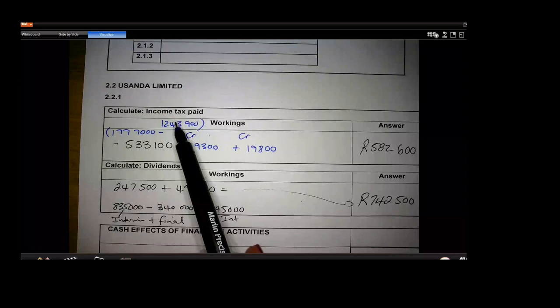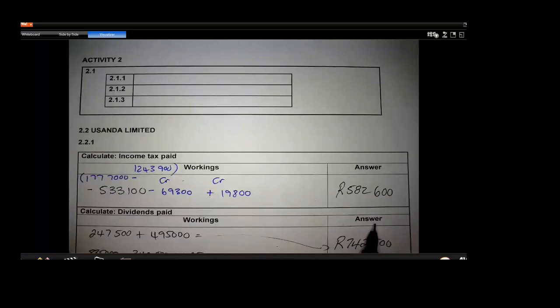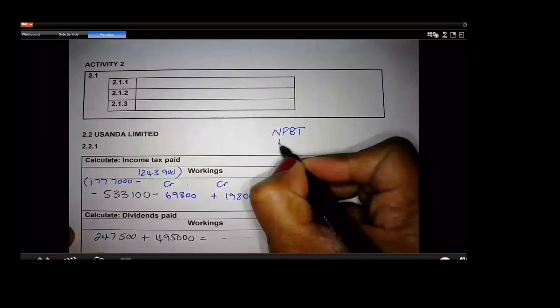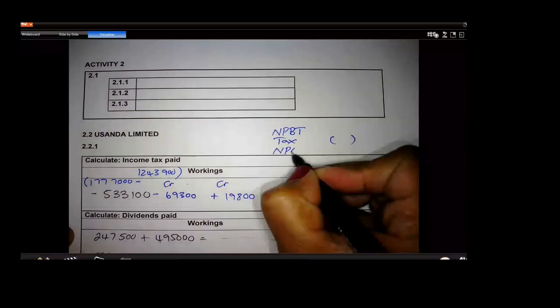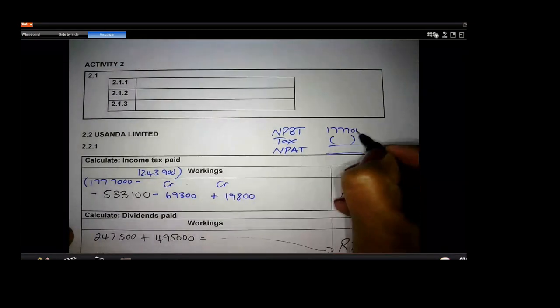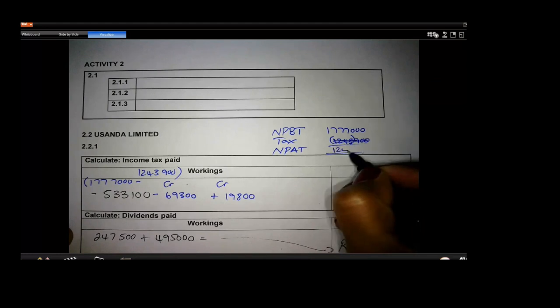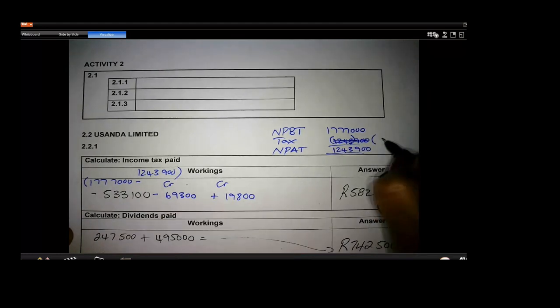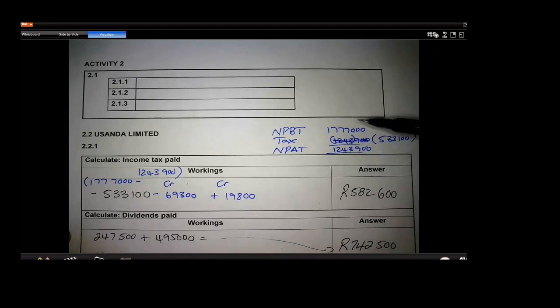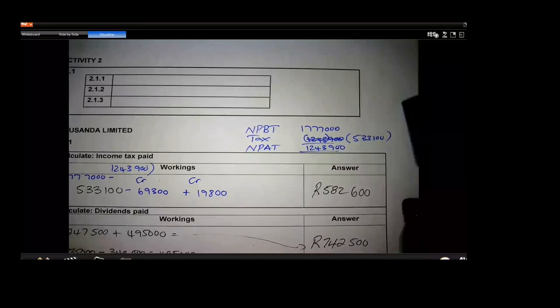Because if you think of your income statement, what does your income statement look like? Your income statement is net profit before tax. Okay, then I minus my tax, remember, to get net profit after tax. So that is what your income statement looks like. So it's like that 177 goes there, and then the 1,243,900 goes there. Sorry, that's wrong. 1,243,900 goes there to get my income tax, which is 533,100. So if this was my income statement, I would have my net profit before tax minus my tax to get my net profit after tax. So if I want my income tax, I just minus the two. I'm hoping that that answered the question.